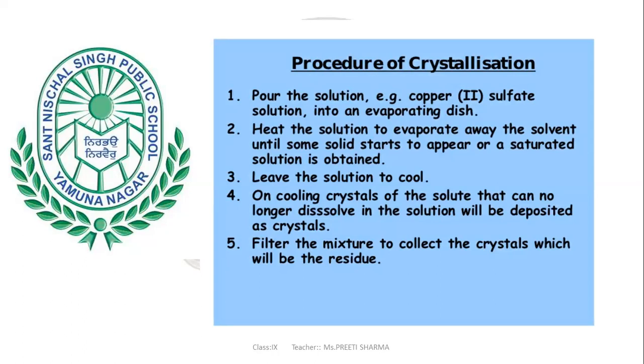Right, students? In this way, we can separate out the impurities from a pure substance, or we can convert an impure substance into a pure substance in the form of crystals. And this process is known as crystallization. And where is this technique applied? What are the applications of crystallization? The salt that we get from seawater contains a number of impurities. So to remove these impurities, the process of crystallization is used.